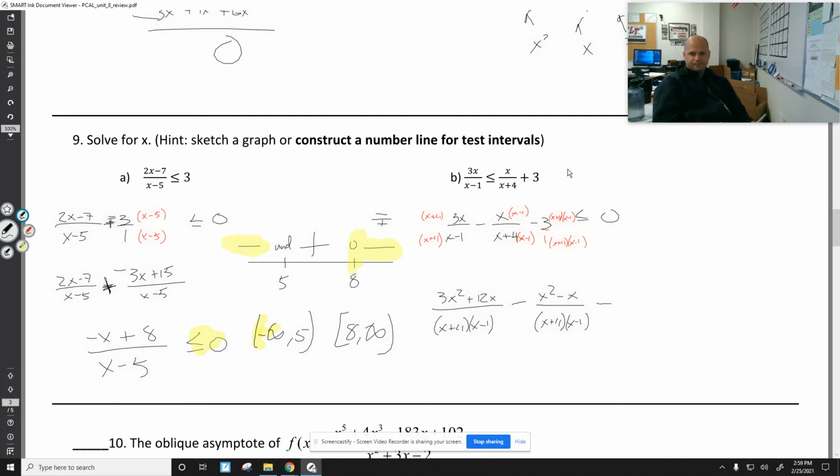Minus, I might as well actually distribute this. X plus 4 times x minus 1 is x squared plus 3x minus 4. This problem is a little bit messy. So if I distribute the 3 to that, it's minus 3x squared plus 9x minus 12. I think this is a little bit too hard for your test. Just FYI, guys.